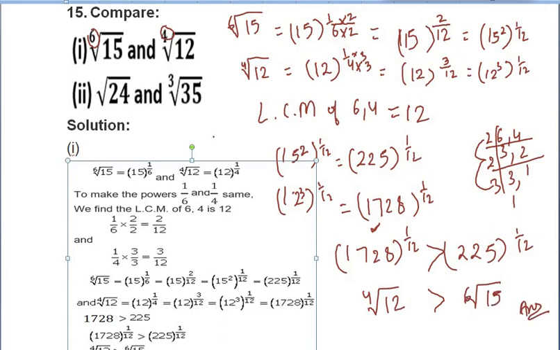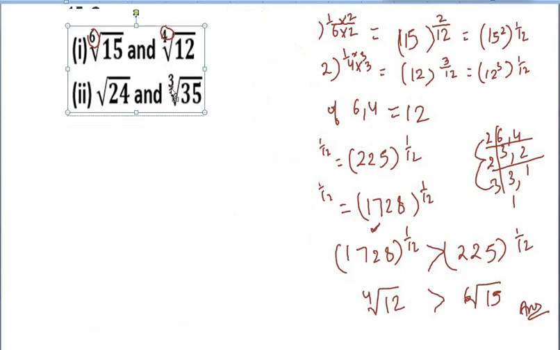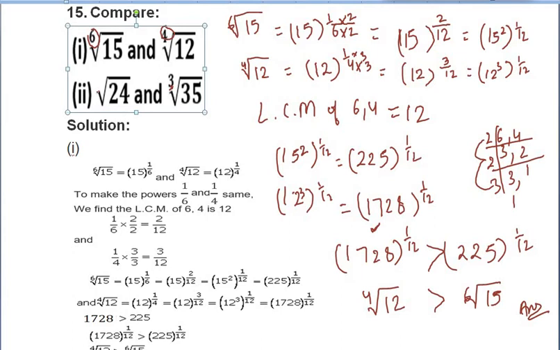Now next question is also given. In this again we have to compare. Again you see here this is 3 and here nothing is written, means 2 is written. They are again not equal. Again we will take LCM.